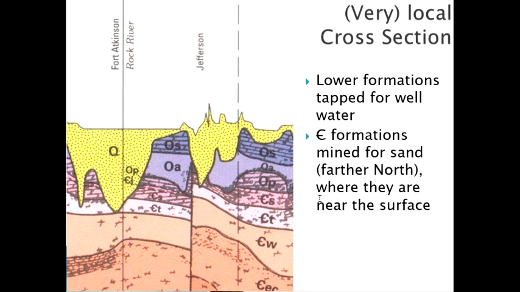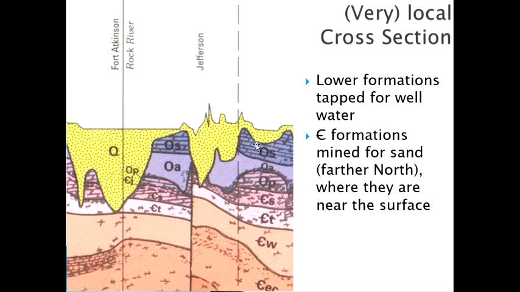And then a very, very local cross section again. The Q, we plant our agricultural products on it. The OS, we dig down and have quarries here to get our road building materials. But lower still, these Cambrian formations, labeled as C with a line in it down here, they're all in the subsurface. We don't do anything with them. Farther north, they're near the surface, and they are quarried for sand resources.